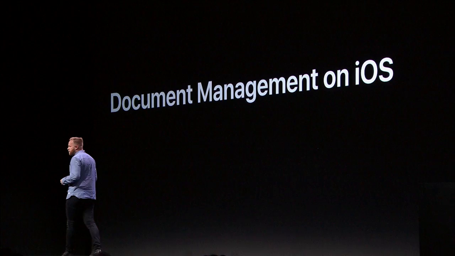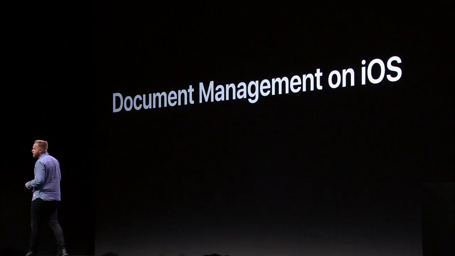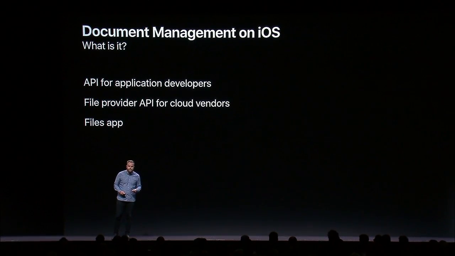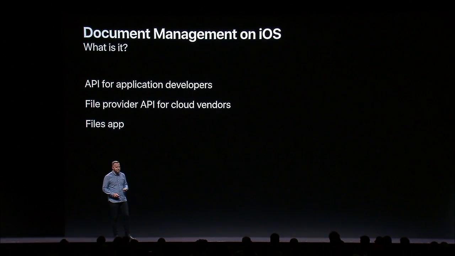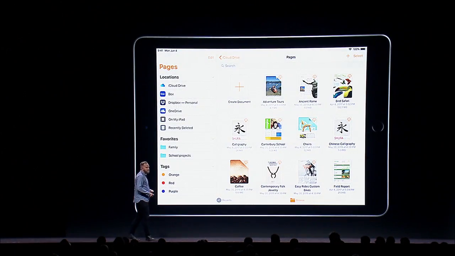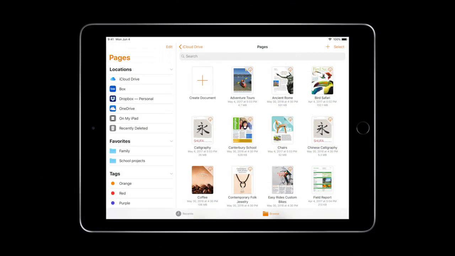So let's get started with a refresher about what document management on iOS is. It's a collection of technologies. First, there's an API for application developers. For cloud vendors, there's also the File Provider API. And there's also the Files app. In iOS 11, we introduced UI Document Browser View Controller and also significantly revamped UI Document Picker View Controller.